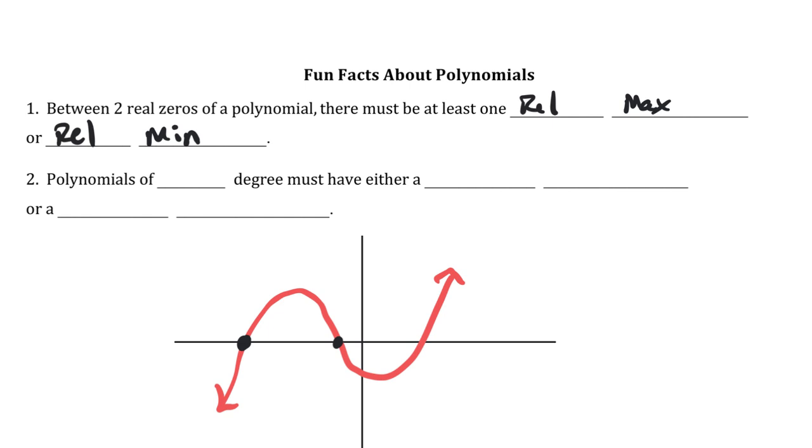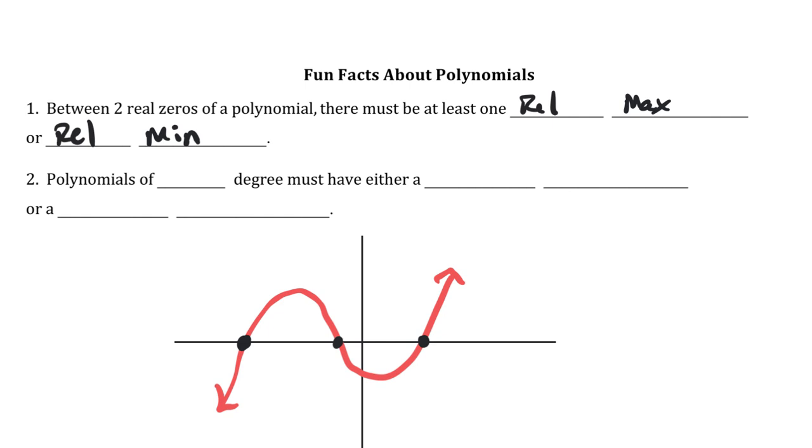And the only way to get back to this 0 is to turn back around, because I was going down, then I have to go back up. All right? So if I cross the x-axis 2 times in 2 different places, in between those 2 zeros, there has to be either a relative max or a relative min.